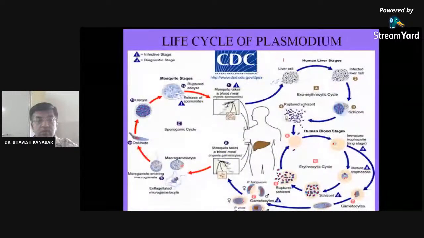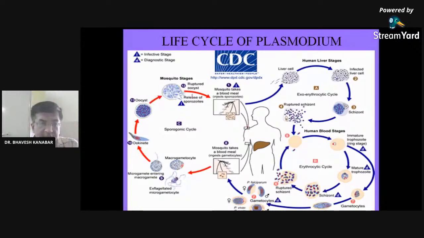This is the life cycle of the Plasmodia. You can see that it looks complicated, but if you read it step by step, it is easy to remember. Whenever the mosquito bites, we will read from number one. The mosquito takes a blood meal and transmits infection to the human body, right?